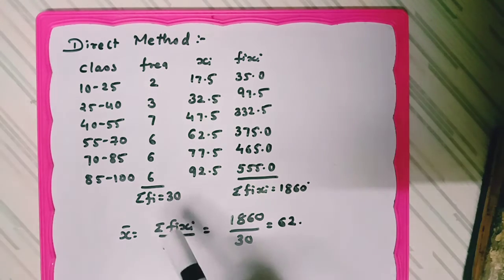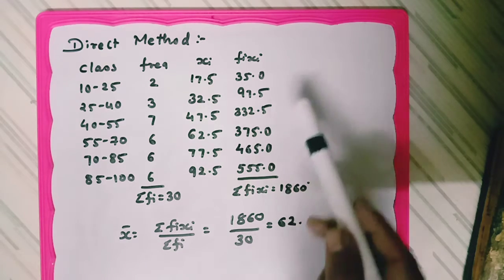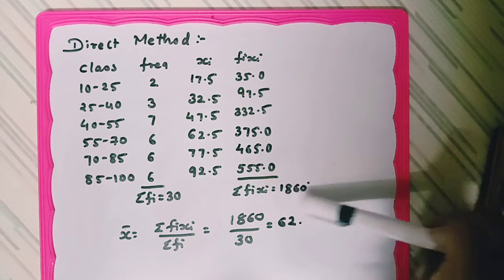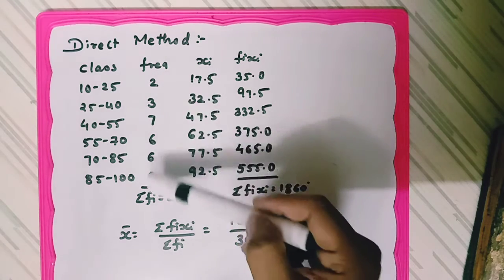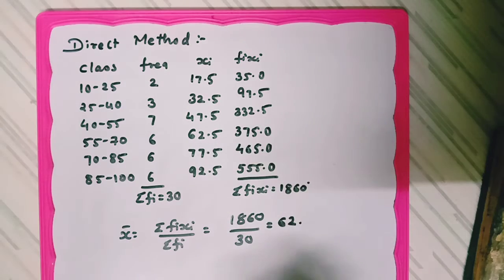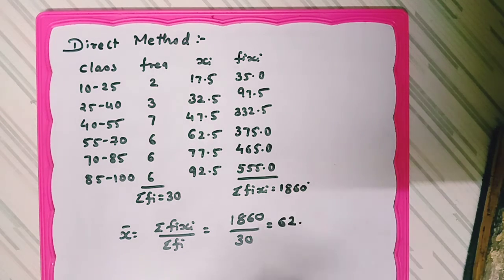Now we know the mean formula is x bar equals sigma fi xi upon sigma fi. Sigma fi xi means the addition of the fi xi values. When we add these values, we get 1860. Sigma fi means the addition of the frequencies, and the total frequency is 30. So 1860 divided by 30 gives the answer 62.